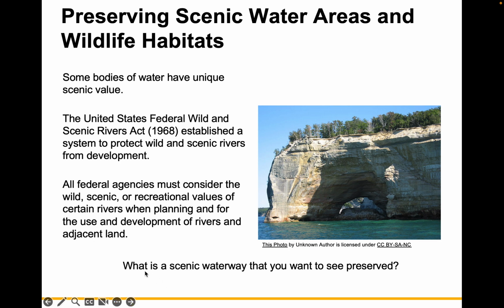So I'd like you to pause the video, think about a scenic waterway that you would want to see preserved. What's something that you would miss if it were gone or developed or polluted?